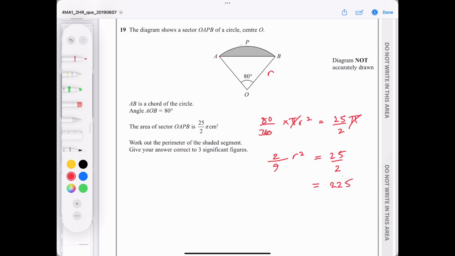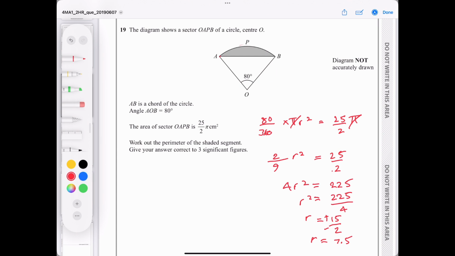And I'm going to times that by 2, so I'm cross multiplying basically. 2 times 2 is 4, so 4r squared equals that, and r squared equals 225 over 4. That means r equals plus or minus 15 over 2, but you can't have a negative length, so r equals 7.5.